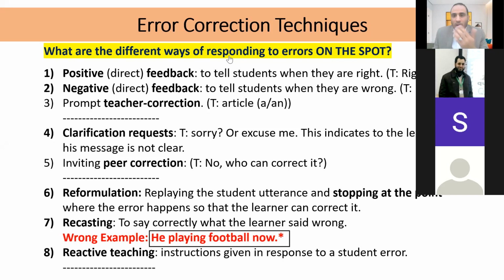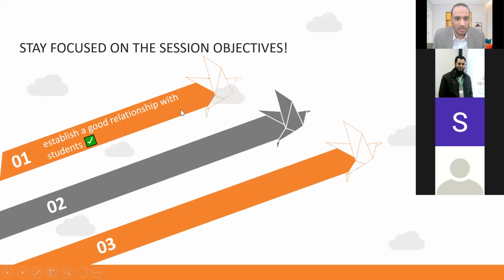So if you have any question about error correction techniques, and why we should tell students that it's okay to make mistakes, you can ask me before we move on to the final objective in this session. Any question about error correction techniques? Did you finish this part? We still have one more objective.